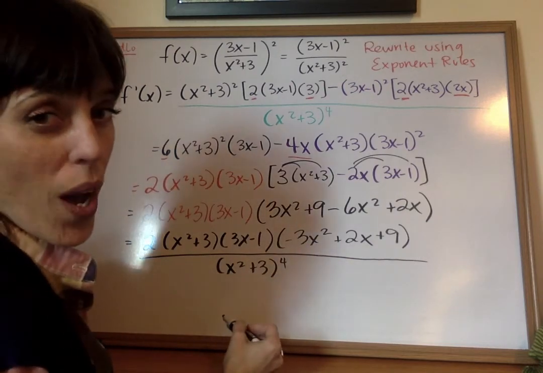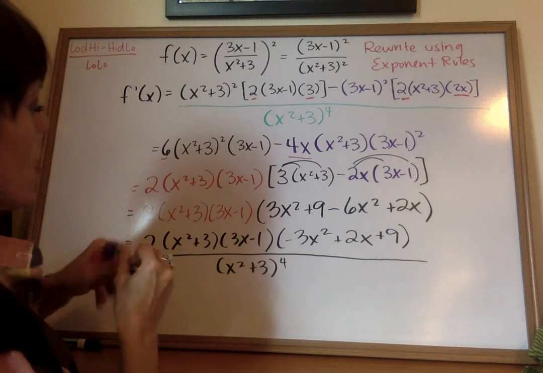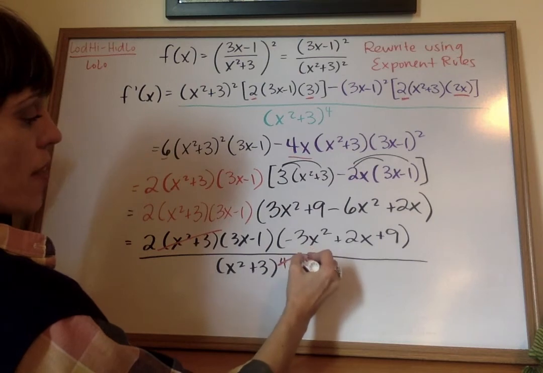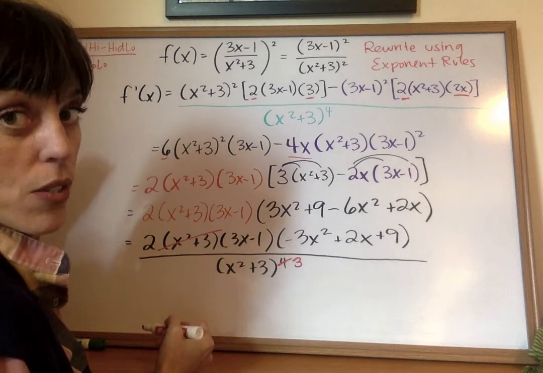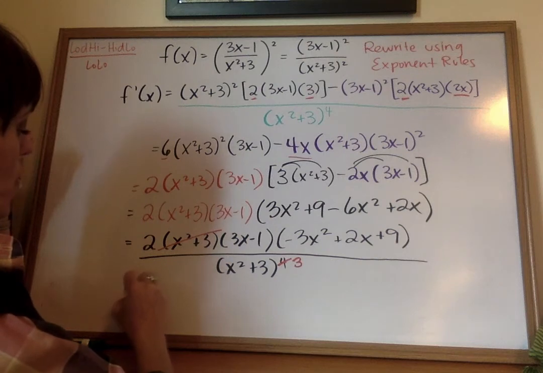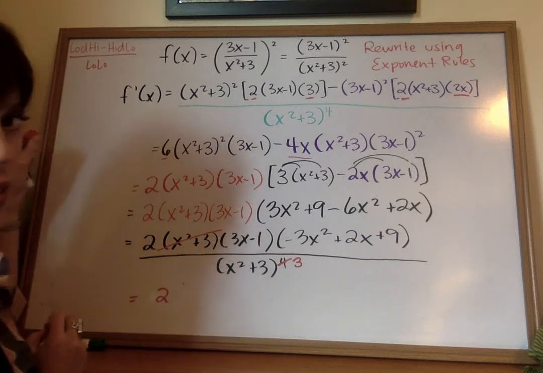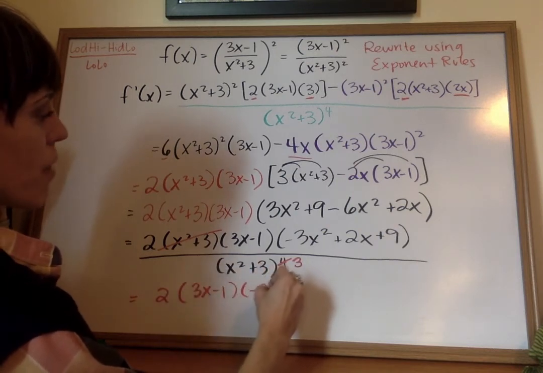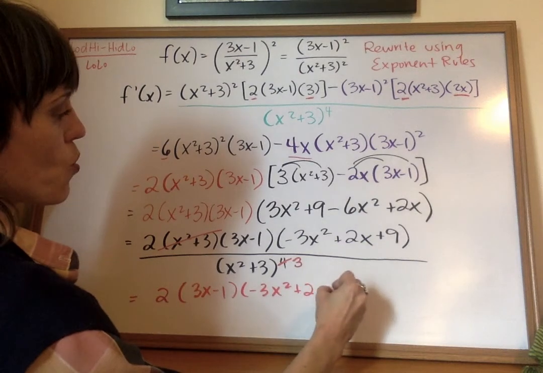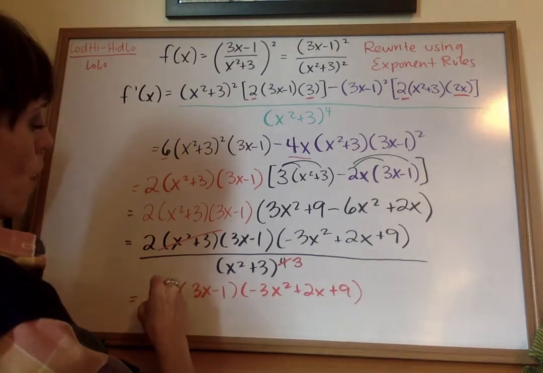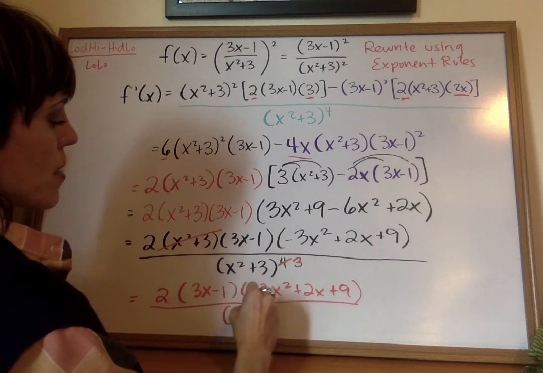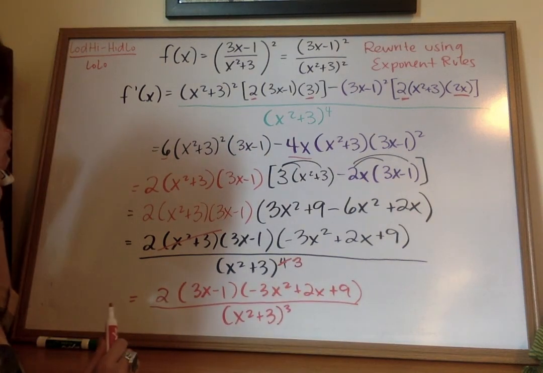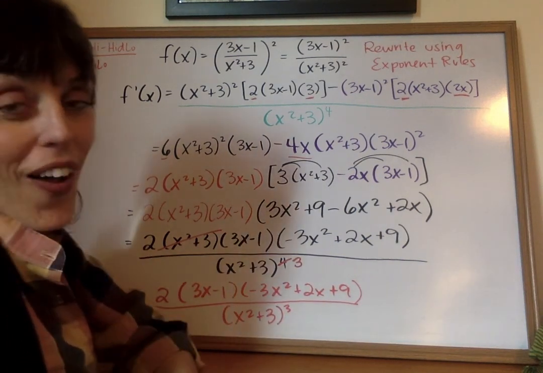And what I see is I can make one final simplification, which is that this x squared plus 3 is going to cancel with just one of these, leaving that to the 3rd. So I'll write the very final version of this derivative, which is 2 times (3x minus 1) times (negative 3x squared plus 2x plus 9), all over my denominator, which is (x squared plus 3) now to the 3rd power. All right, you did it.